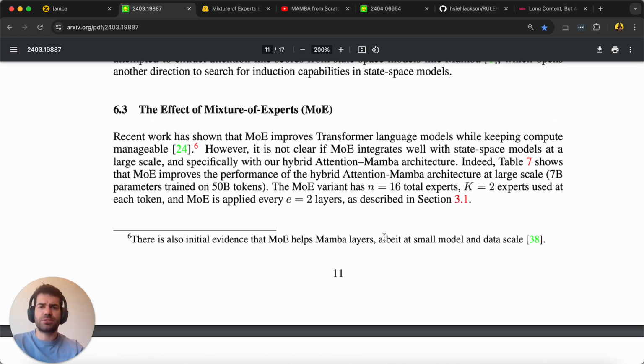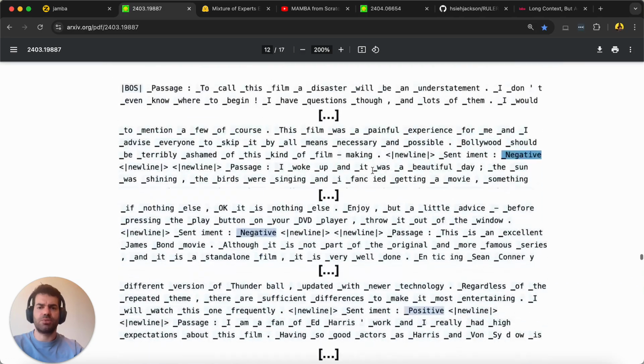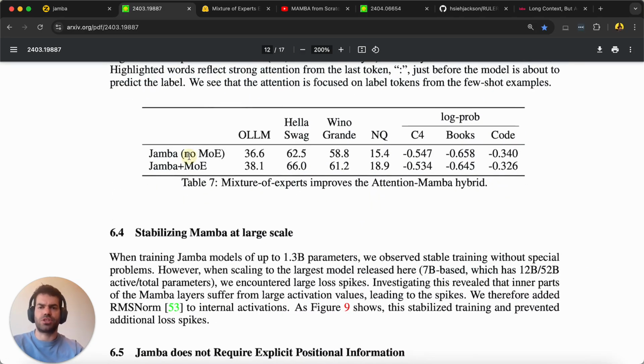Adding the mixture of experts. They did a lot of experiments, and you can see here Jamba with no mixture of experts and with mixture of experts. The performance is much better, which makes a lot of sense, right? Mixture of experts essentially means adding more parameters to the model. The overall number of parameters of the model is larger. It's just that you only activate some of them at inference time. So we can still maintain the same inference time. We are staying in memory, but we're getting a much more competent model.